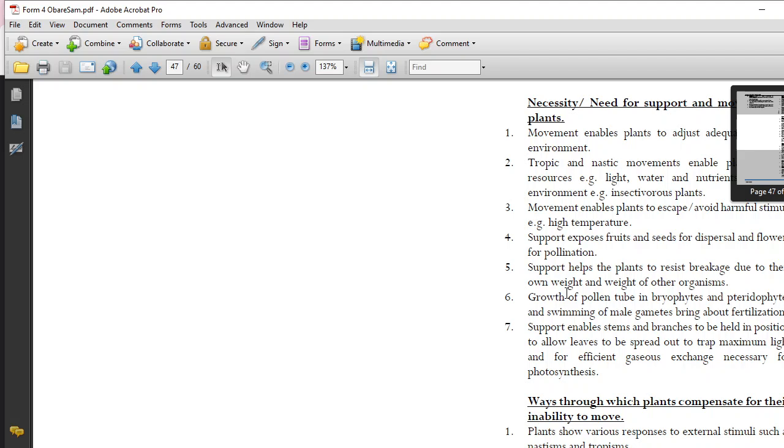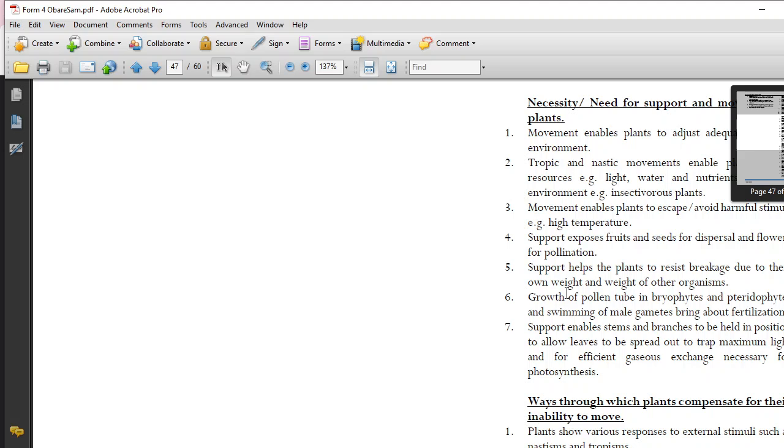The biomass, the mass of the plant when it is flowering, for example, would increase. It would even increase further during the fruiting stage when it has borne fruits. So we are saying that a support framework is important to enable plants to resist breakage that comes as a result of their own weight, and two, as a result of the weight of other organisms that live or walk or perch on this particular plant.